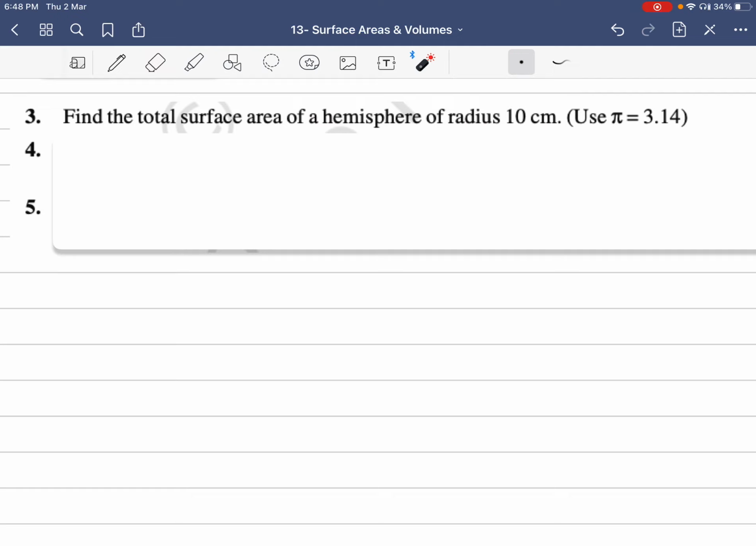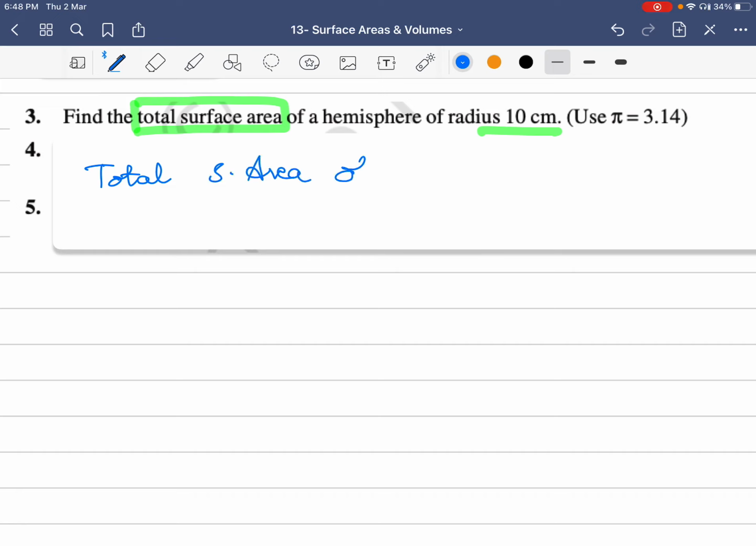So quite a simple and straightforward problem. We have to calculate the total surface area. I'm just going to highlight it. We have to calculate the total surface area of the hemisphere, which is of radius 10 centimeter. So we know what the formula is. I'm just going to write here total surface area of hemisphere.